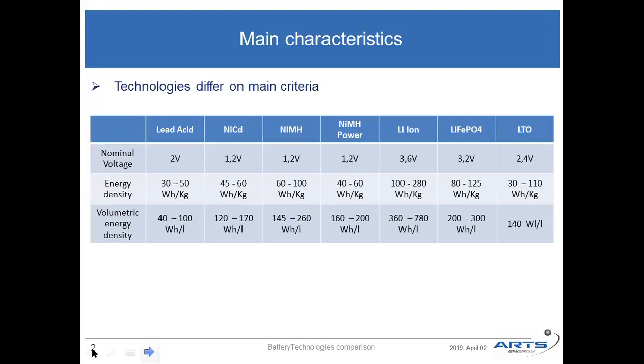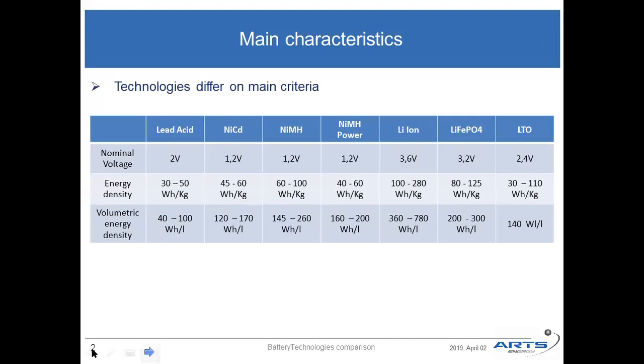So first of all, according to the main characteristics, we can speak about voltage. The voltage of the battery is not the same according to technologies. For lead acid, it is 2 volts. It is 1.2 volts for nickel products, nickel cadmium and nickel metal hydride. And for lithium products, it varies from 2.4 to 3.6 volts.